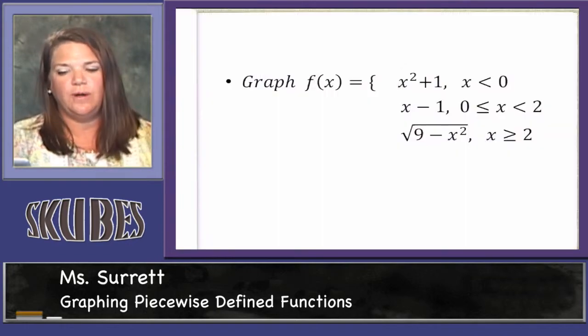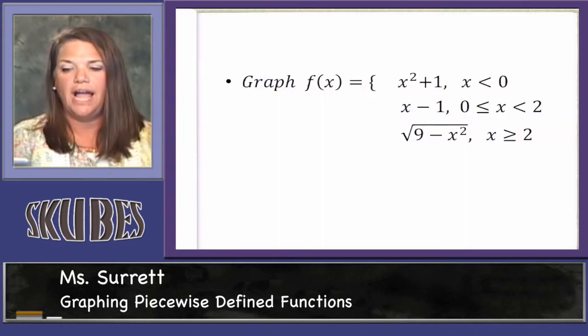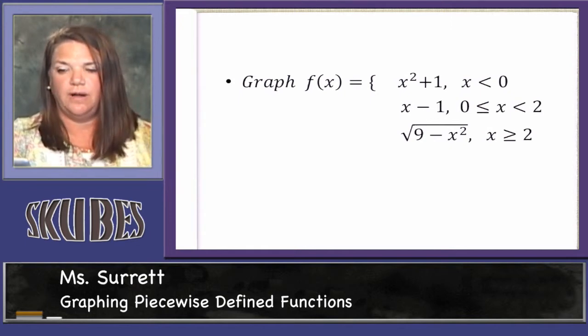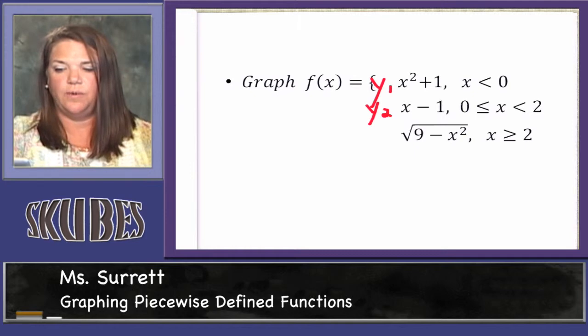When we plug a piecewise function into the graphing calculator, we're going to use three different y equals. Because we have three parts to our piecewise function, we're going to take the first part, x squared plus 2, and that's going to be y1. The x minus 1 is going to be y2. And the square root of 9 minus x squared is going to be y3.